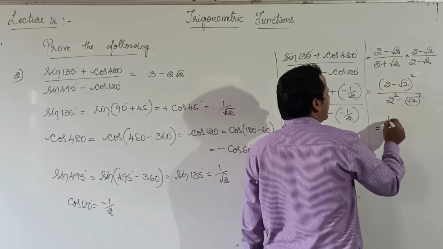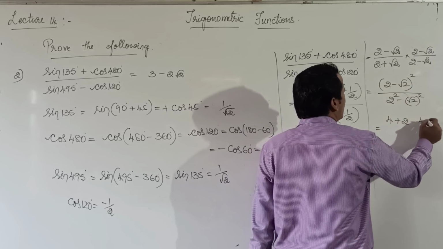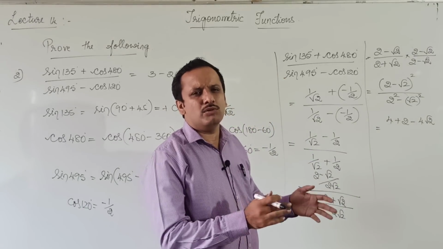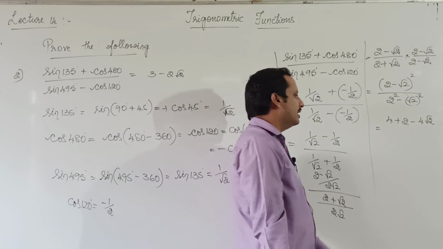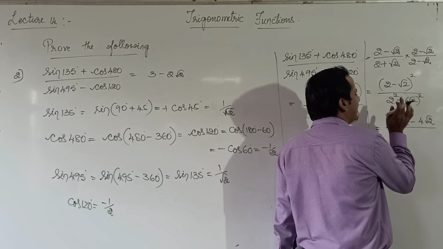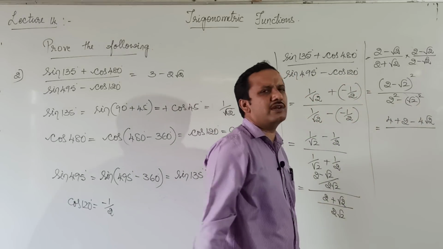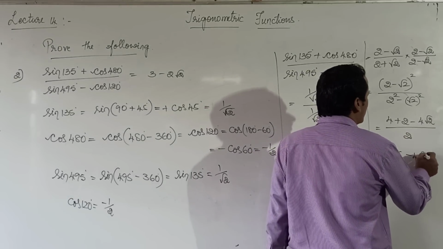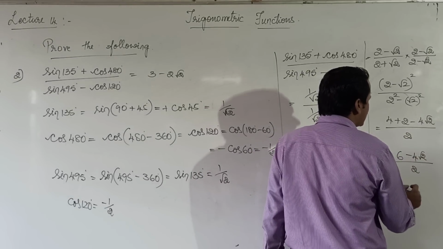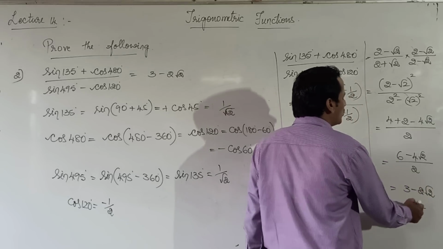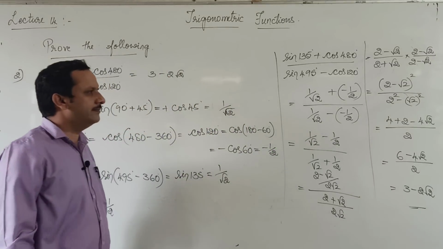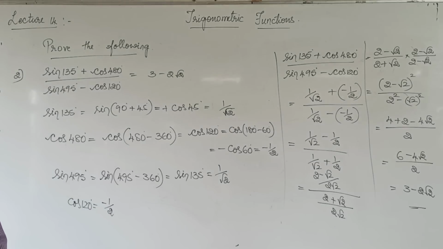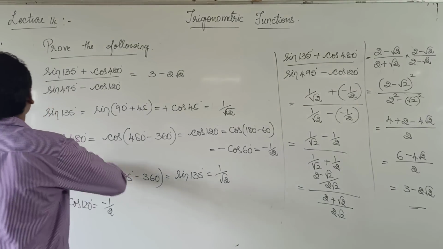So if I expand, I am getting 4 plus 2 minus 4 root 2, using a square plus b square minus 2ab, where 2ab is 2 into root 2, that is 4 root 2, divided by 4 minus 2. 2 square is 4, root 2 whole square is 2, and 4 minus 2 is 2. So we get 6 minus 4 root 2 by 2, that's equal to 3 minus 2 root 2. That's exactly what we want. Okay. Next question.